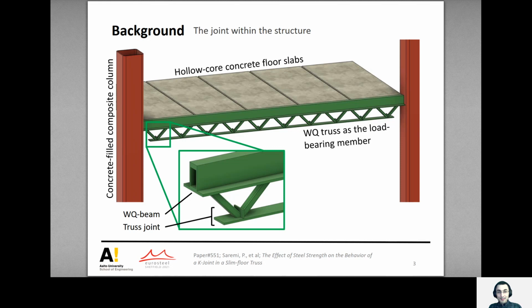The novel joint shown in this image has been designed and is in use in Finland. A joint is part of a steel truss that supports hollow core slabs. The upper chord is a WQ beam, the lower chord is a plate strip, and the braces are square hollow sections. The joint is also reinforced with a plate welded between the braces. In previous research on this joint, scaled down joint specimens were designed and tested at laboratory to study the behavior of the joint.